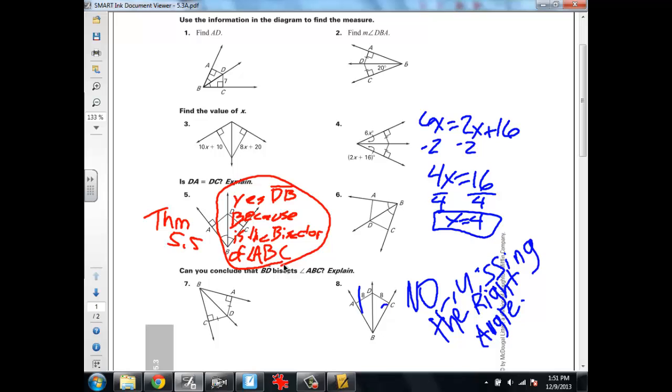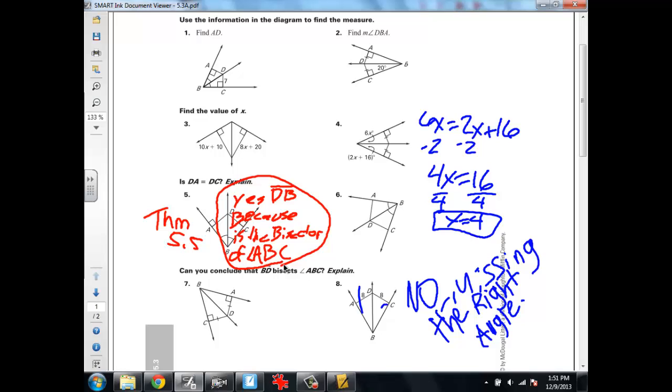Number 6, do we have enough information here? No, because they are different lengths. What's missing? Yeah, they're different lengths, but why are they different lengths? Because there's no box. There is no right angle symbol. They're not perpendicular.